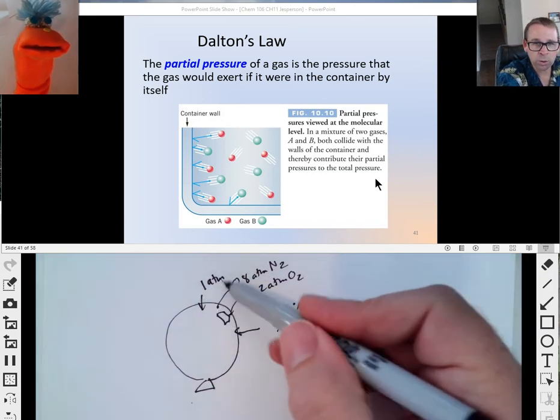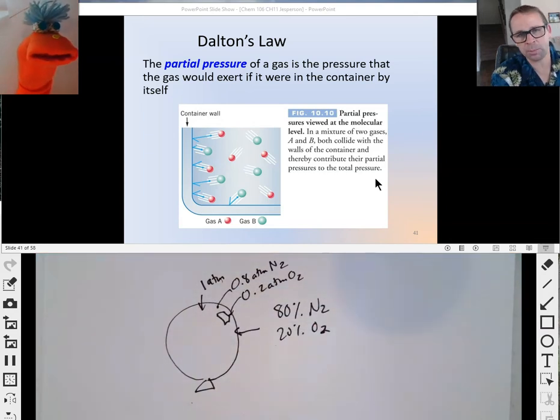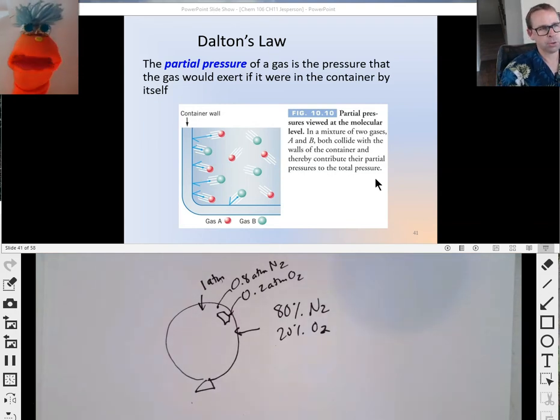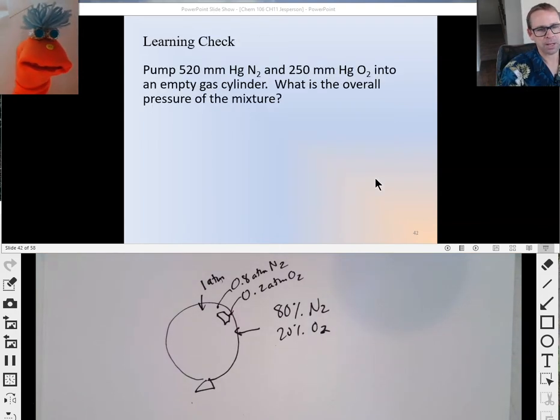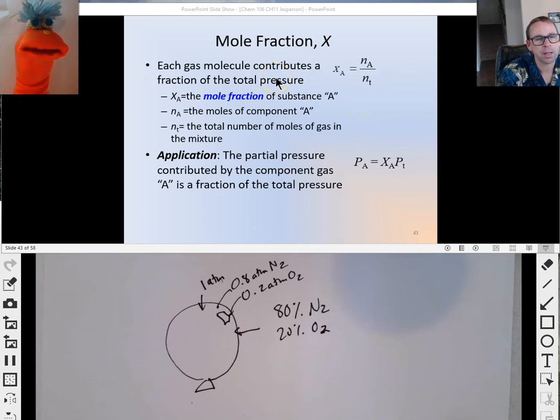So if you have the total pressure, then you can have what are called partial pressures contributed by whatever the different components are in there. Does that make sense? Yeah, that's straightforward. All right. So if I put 520 millimeters of mercury worth of gas from nitrogen and 250 worth of oxygen into an empty gas cylinder, what's the overall pressure of the mixture? It would just be the sum of those two, right? Because these are partial pressures, and so the resulting pressure would be just the sum of those two pressures.